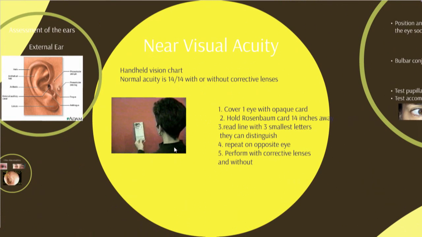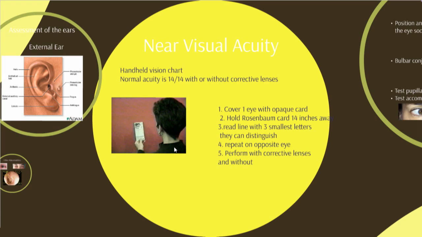Okay, the near visual acuity. It's going to be conducted with a handheld vision card, called a Rosenbaum card. You can use newspaper and have them read it at arm's length away, things of that sort. But the most accurate is going to be this Rosenbaum card. It's used to evaluate the near vision.